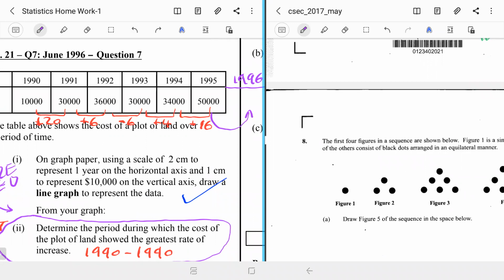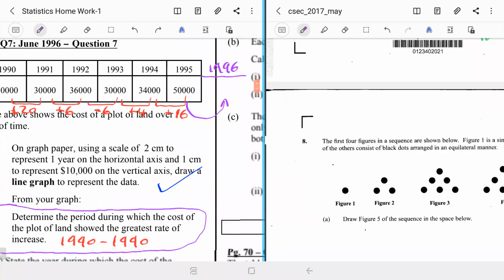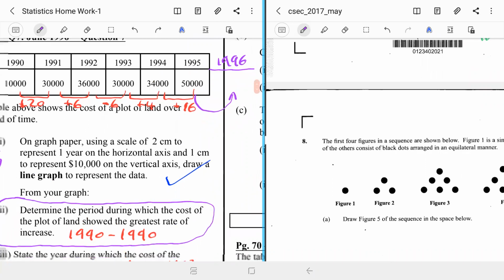You call that the average rate of change, the average of the changes. You want to know what the next change is going to be from the 50. What will the 50 change to get me to the 1996 score? To know what that next change is going to be, you average out the changes that you have so far.